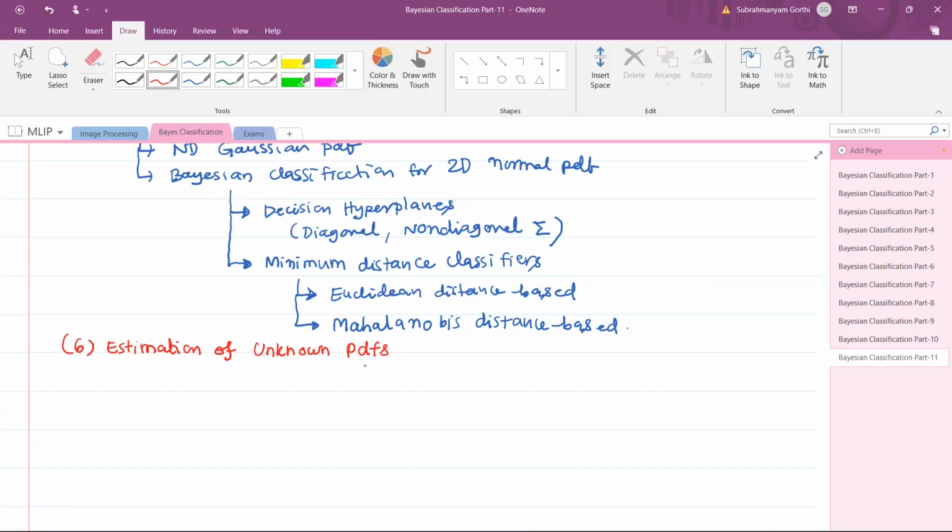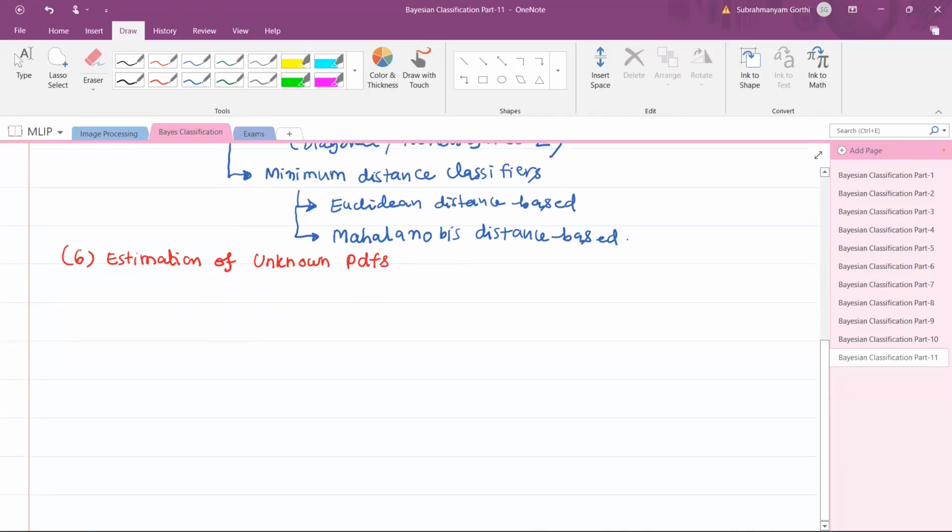I know some of you are doing the statistical signal processing course. There you perhaps come across some of these estimation techniques, or if you have done a detection and estimation theory course, you would come across some of these techniques in a very rigorous way. But nevertheless, we will discuss two very important estimation techniques here for the probability density functions.